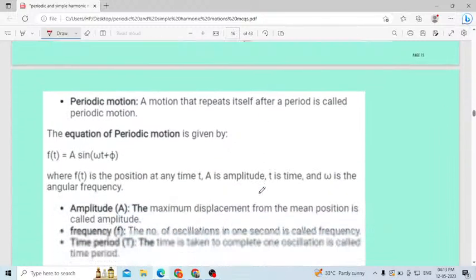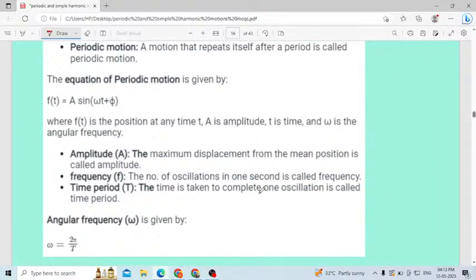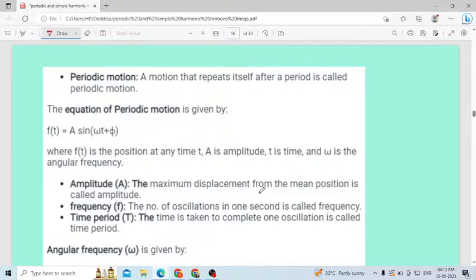Here I am giving some extra information. Listen. For periodic motion, this is the equation: f(t) = A sin(omega t + phi). f(t) is the position of the particle at any time t. A is the amplitude, t is the time, omega is the angular frequency.